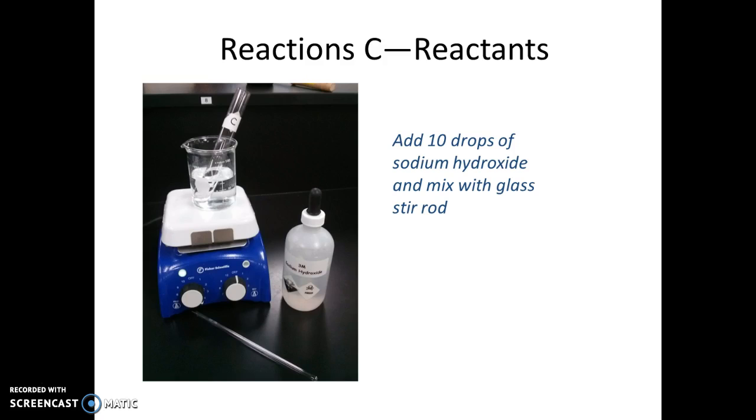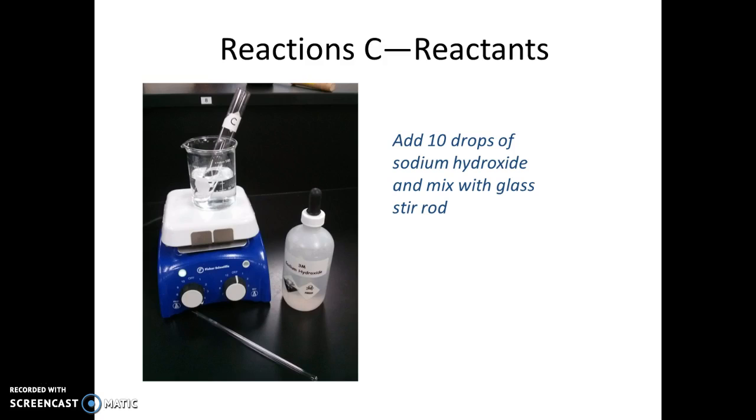Once you have your ammonium chloride dissolved in water and heating up, to that you want to add 10 drops of sodium hydroxide. And the sodium hydroxide is a solution, and you'll find it in a clear bottle with a dropper on the top. You want to add 10 drops of the sodium hydroxide to test tube C and then mix it with a glass stir rod.